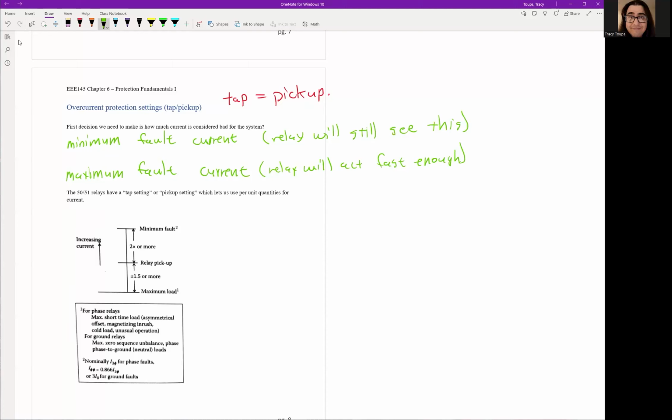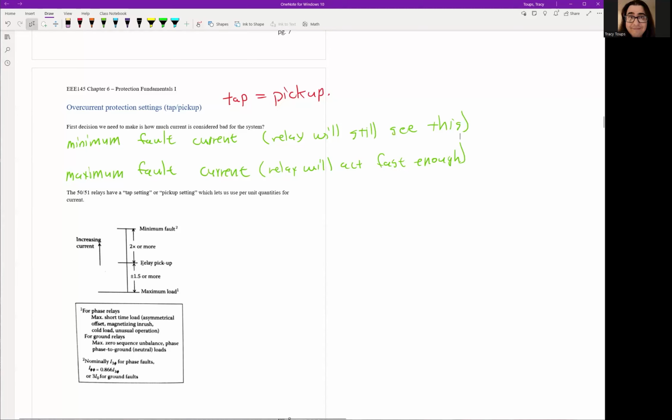Okay, so that's why you need to know that minimum level, right? And then the maximum one is we want to make sure the tap is low enough to where when the maximum does happen, we trip almost immediately and not wait a whole 2 seconds or something crazy like that, because then the whole system is going to go down.